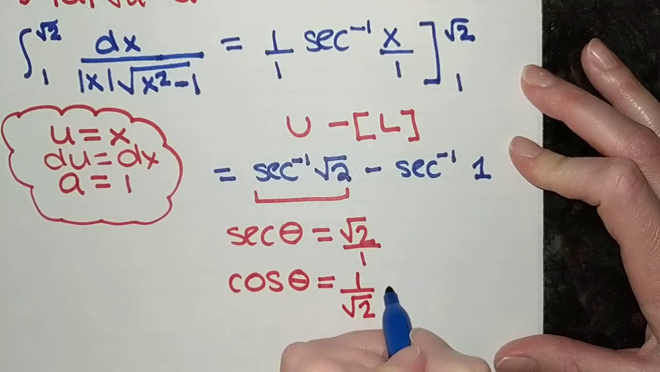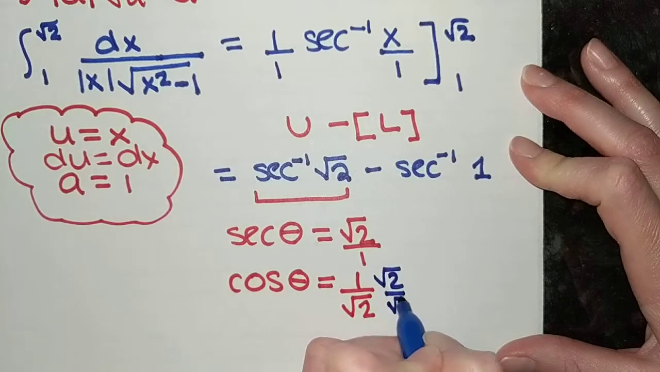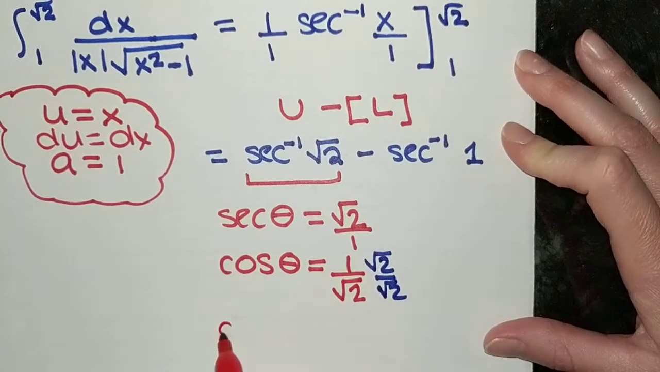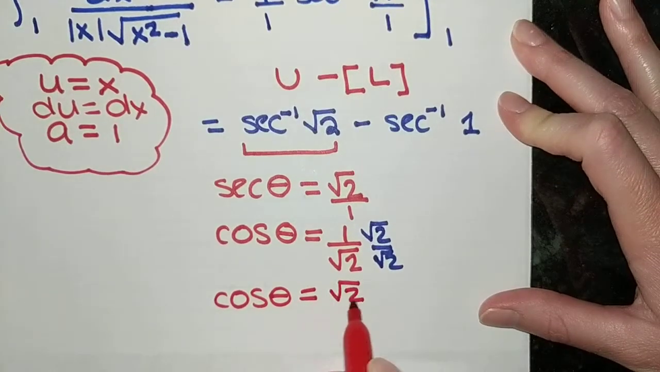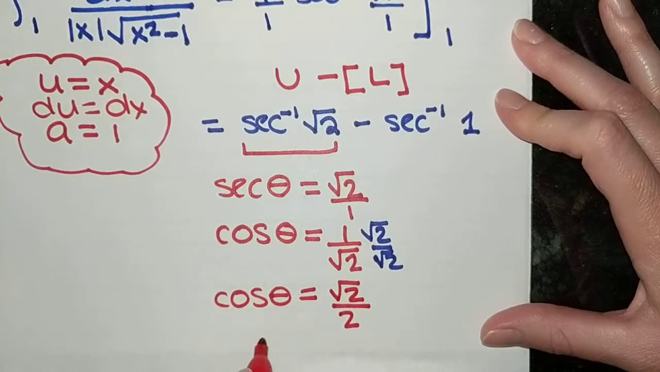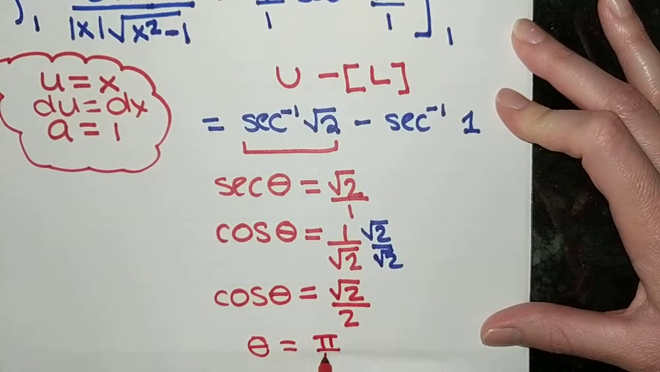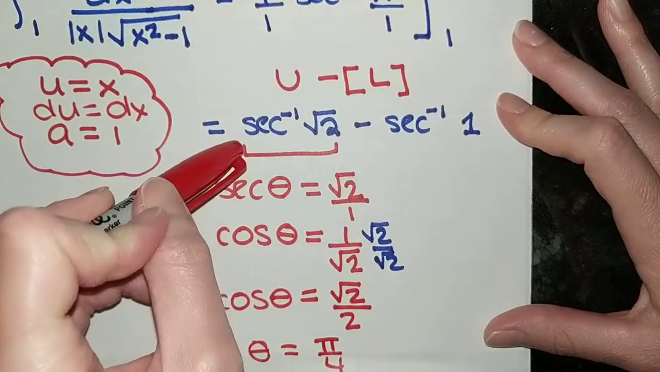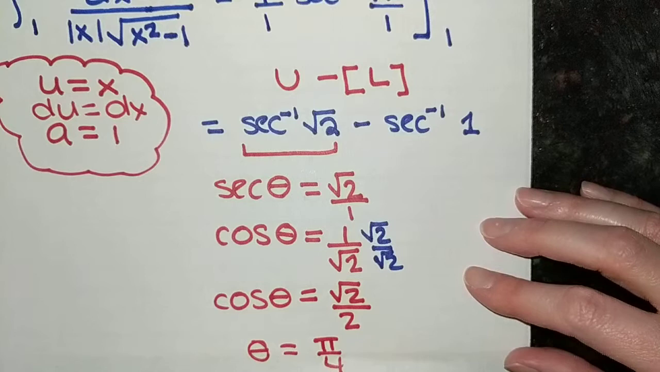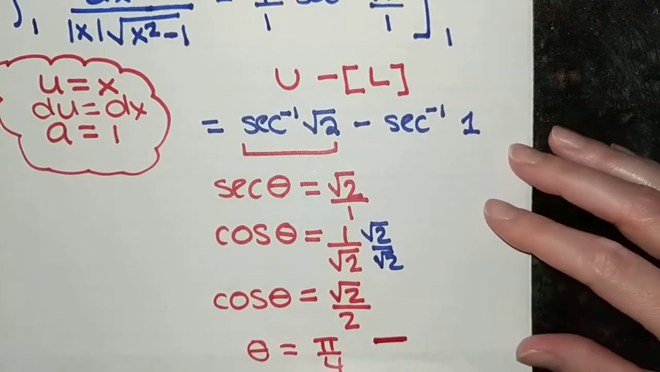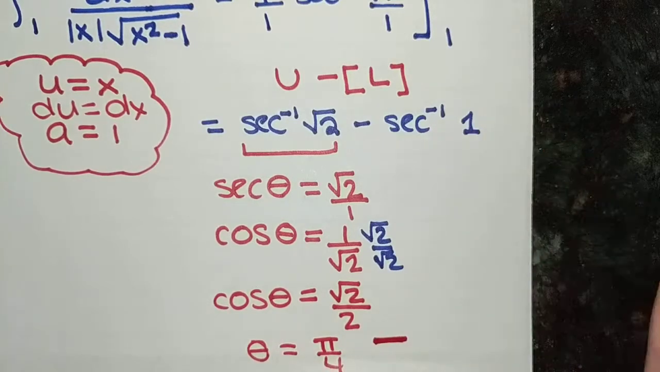And if you remember from trig and you rationalize, that is the same thing as saying what angle cosine theta is equal to square root of 2 over 2. Okay, and of course that angle is going to be pi over 4. So the arcsecant of square root 2 gives you pi over 4, but you still have to subtract that from your secant inverse of 1.